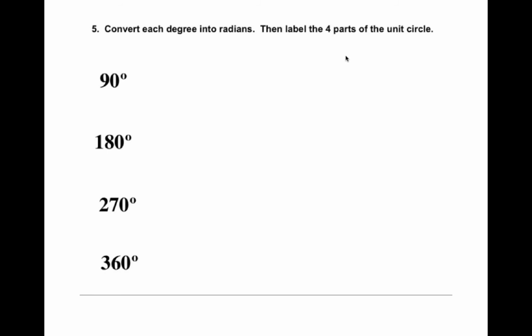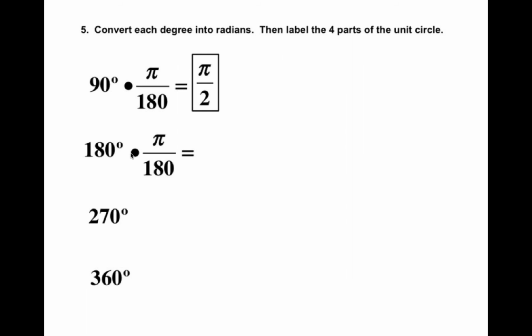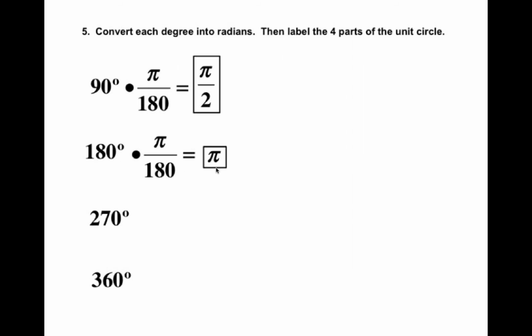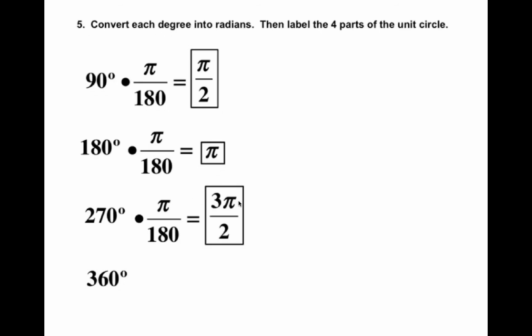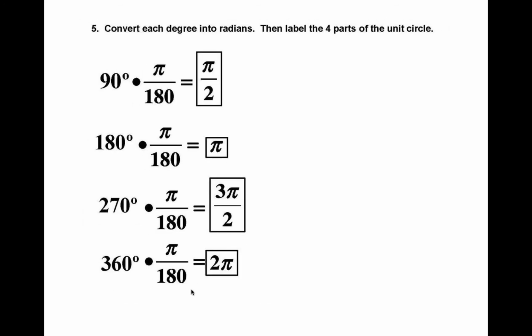So now we're going to label this with radians. Remember you multiply by pi over 180, which this reduces to pi over 2. And you should have remembered half a pi is equivalent to 90 degrees. For 180, if you multiply by pi over 180, the 180's cancel, you're left with pi. And you should know 180 is equivalent to pi. For 270, you're going to get 3 pi over 2, or 1.5 pi. And 360 is a full circle, so you're going to get 2 pi.